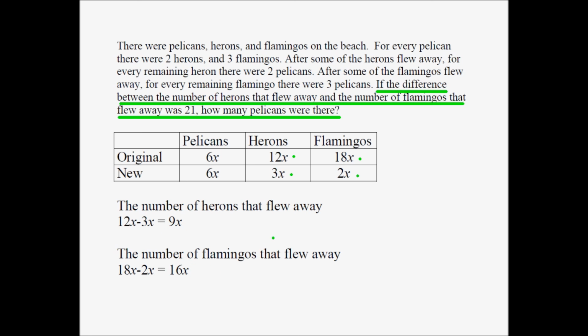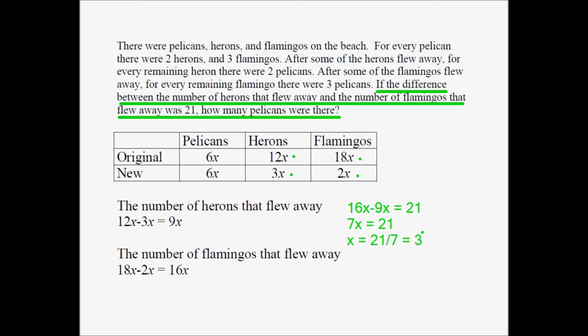So I'm going to write my final equation as follows. I'm going to do it here. I'm going to conclude 16x minus 9x has to equal 21. And 16 minus 9 is 7x. That has to equal 21. Therefore, x has to equal 21 divided by 7, which is 3.